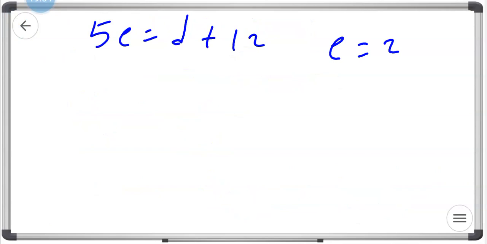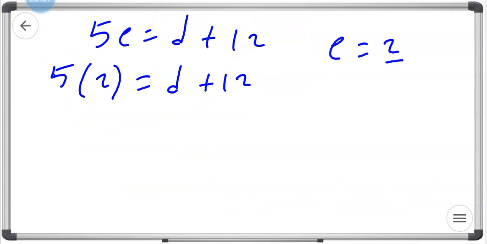So from here now, we can have 5. Instead of writing E, I'll be writing 2. 5 into 2 equals D plus 12. Now from here, 5 multiplied by 2, that is 10. 10 equals D plus 12.